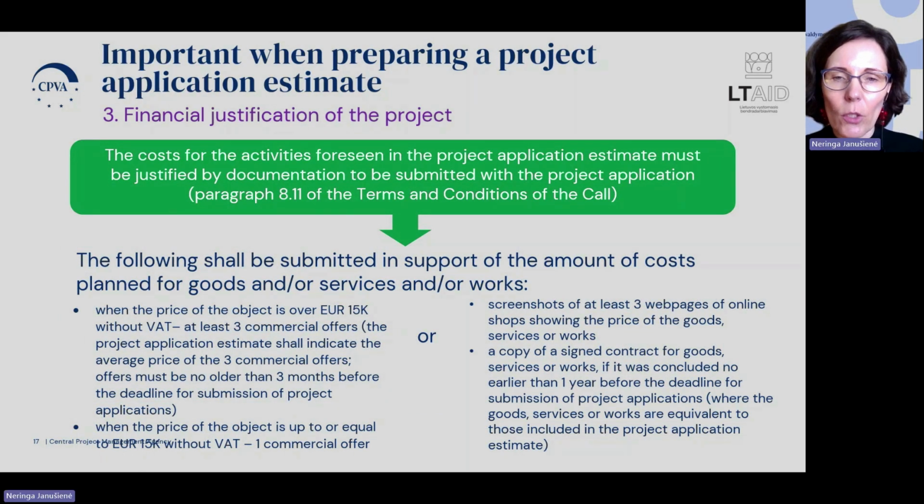As Greta mentioned, all costs that are included in the project application estimate must be supported by documentation. In case of goods, services, or works costs, 3 commercial offers should be submitted with the project application, or when the price of the object is up to or equal to 15,000 euro without VAT, it is enough to submit 1 commercial offer. And it should be noted that commercial offers must be no older than 3 months before the deadline for submission of project applications, and the average price of the commercial offers should be included in the project application estimate.